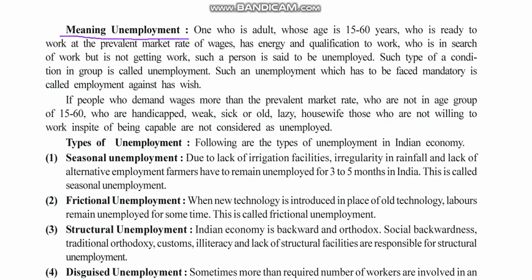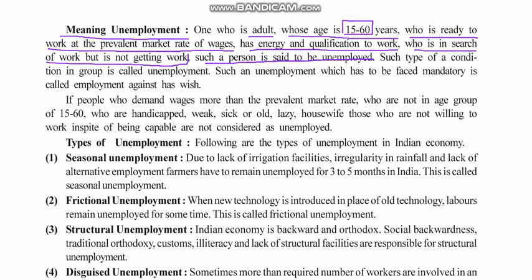Meaning of unemployment. First of all, he should be an adult. Adult means he should be between a particular age, above 15, whose age is 15 to 60. These are the criteria. One adult whose age is 15 to 60 years, who is ready to work at prevalent wages, has energy and qualification to work, who is in search of work but not getting work, such a person is called unemployed.